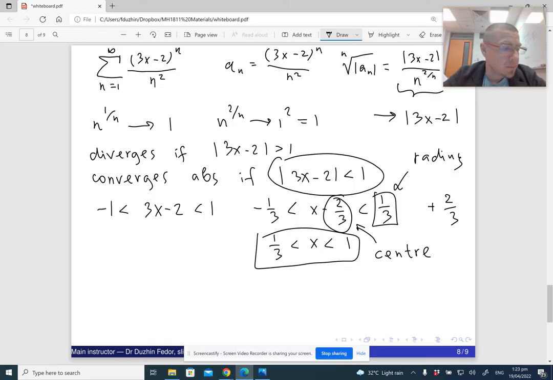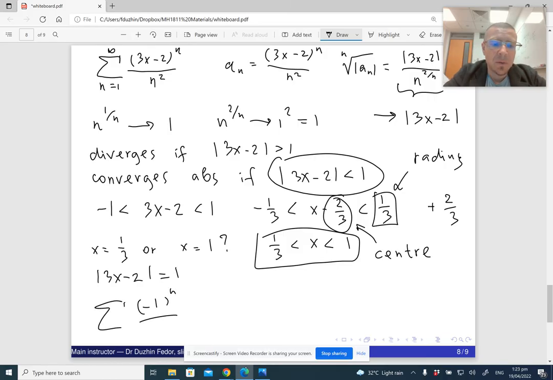So the remaining part of the question is to figure out whether it converges at the endpoints. So what if x is 1/3 or x equals 1? For these values of x, the absolute value of 3x − 2 is going to be exactly 1. And our series is going to be, for one of them, the sum of (−1)^n over n squared. This is when x is 1/3. And when x is 1, we are going to get the sum of 1 divided by n squared from 1 to infinity.